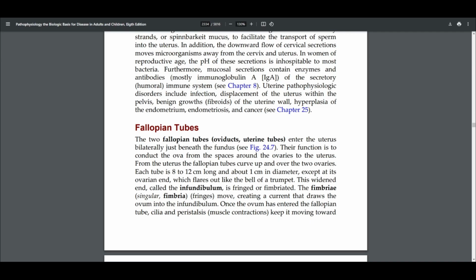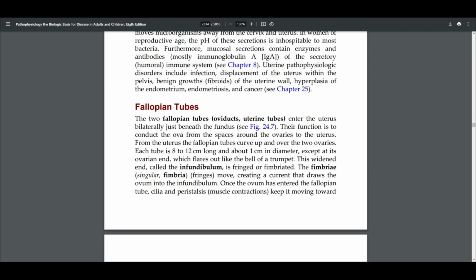So that leads us to the fallopian tubes. The two fallopian tubes enter the uterus bilaterally, just beneath the fundus. Their function is to conduct the ova from the space around the ovaries to the uterus. From the uterus, the fallopian tubes curve up and over the two ovaries.